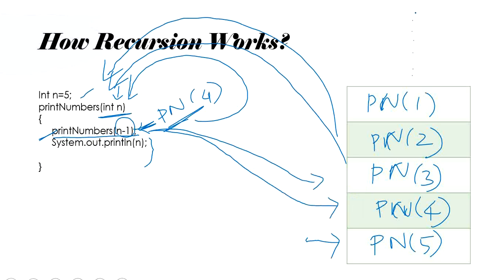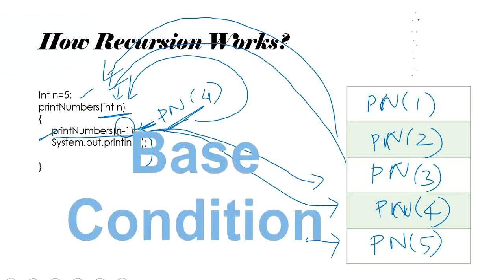That is, we started with 5. Since integer values can go beyond 0, to minus 1, minus 2, it goes without stopping. So how do we stop a recursive program? We need to put an end to the looping of the functions by using a base condition.